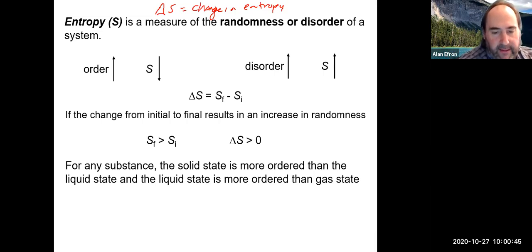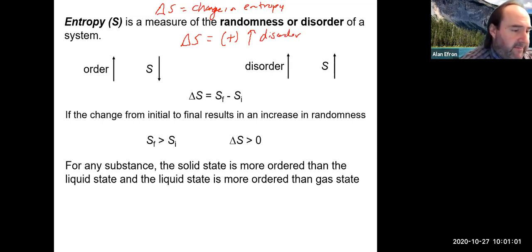And one of the things that is a little bit different with delta S is if the delta S is positive, that means that we see an increase in the disorder. So the more disorder we have, the more positive the delta S value becomes. And the more order we have, the more negative the delta S value becomes.